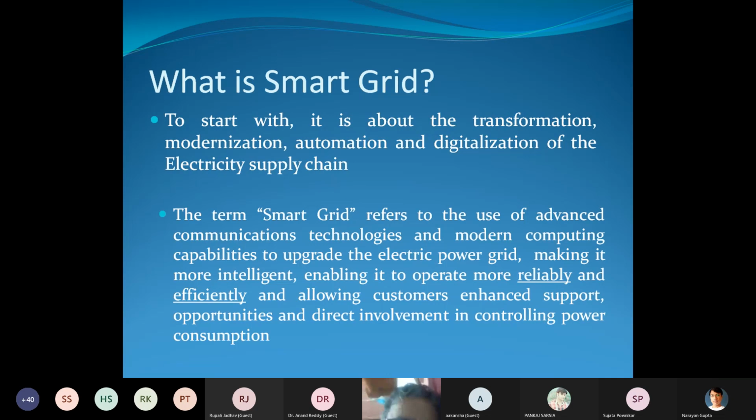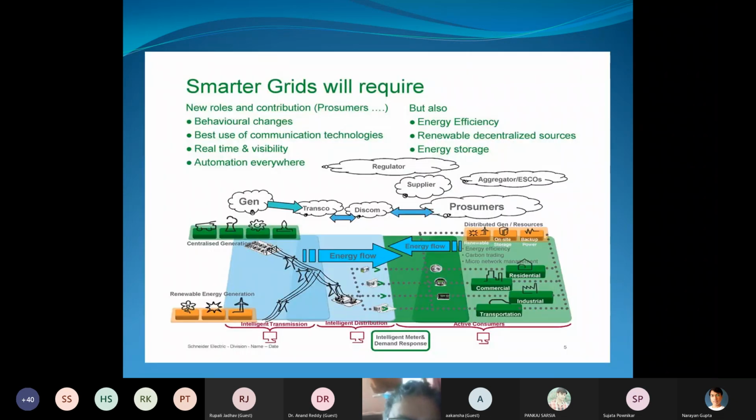Yes, please. Next slide. Very good. Smarter grids will require new roles and contribution, prosumers, behavioral changes, best use of communication technologies, real time and visibility, automation everywhere: regulator, supplier, aggregator, ESCOs, prosumers, Transco, Discom, Genco. I told you this.